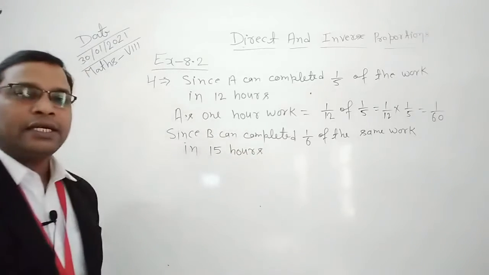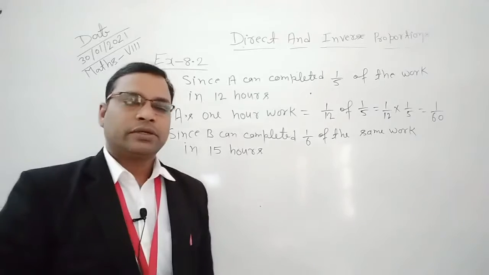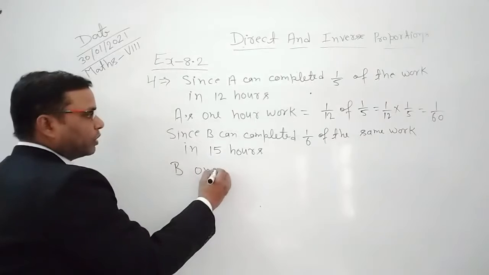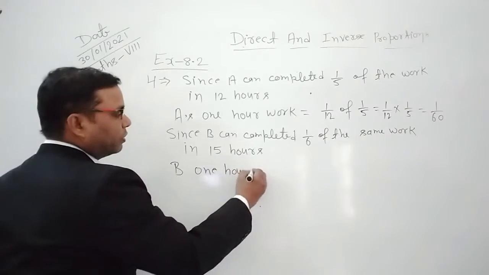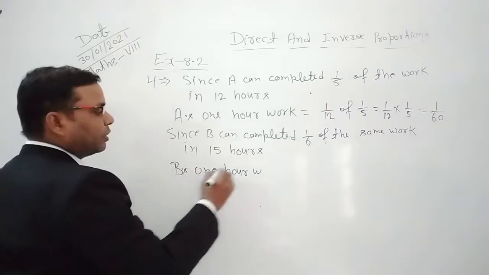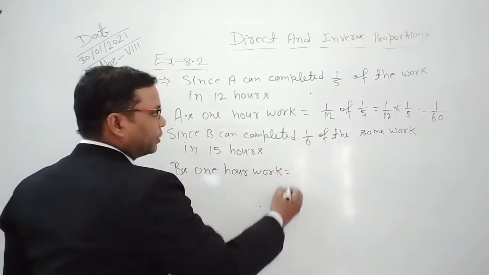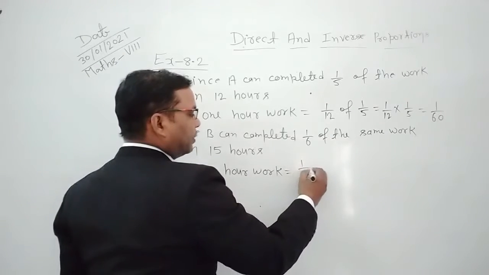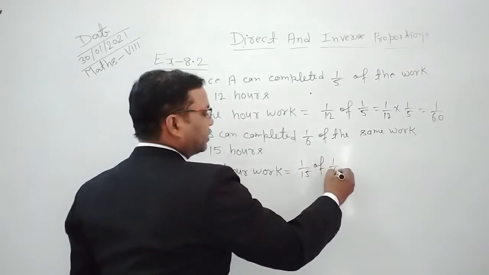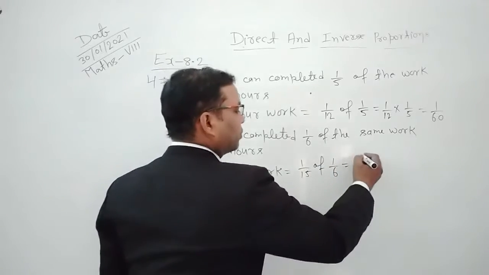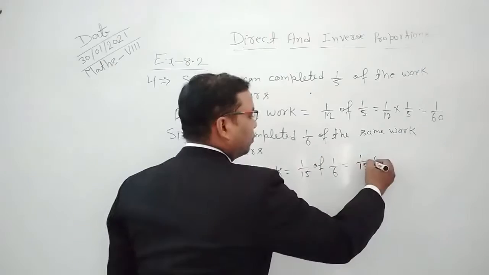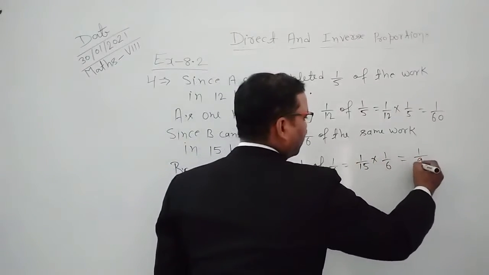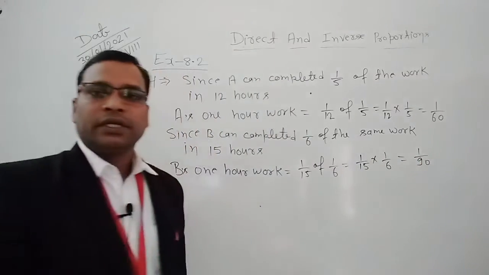So here you can write B's 1 hour work. So B's 1 hour work is equal to what? Similarly you can write 1 by 15 into 1 by 6. If you multiply them, then you get 1 by 90. This is clear.